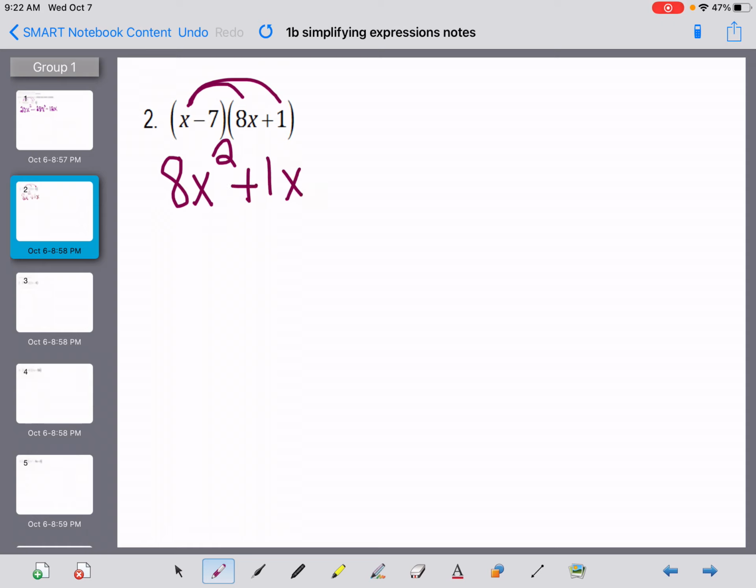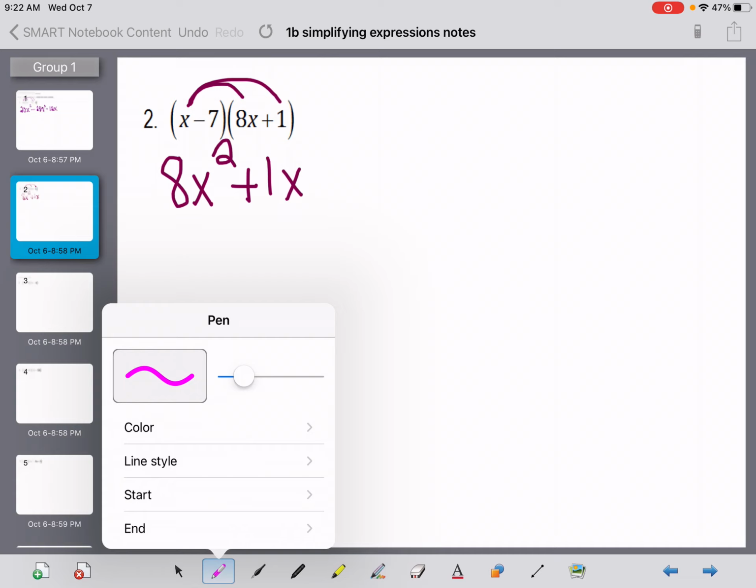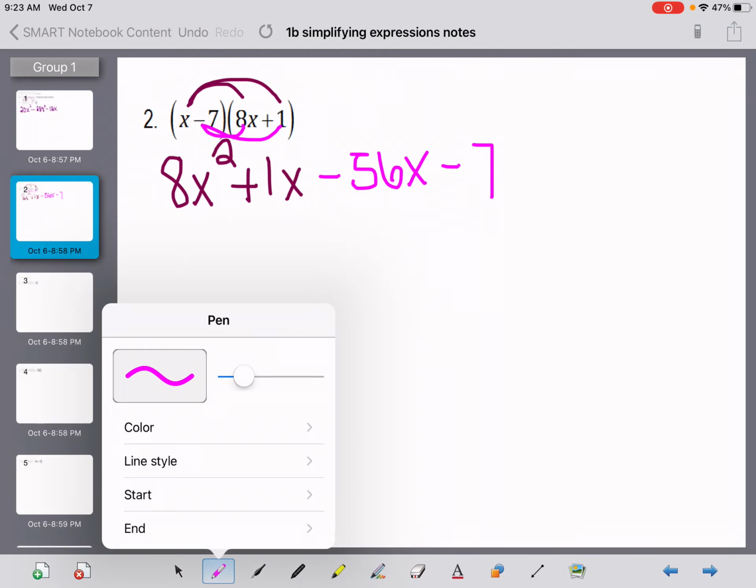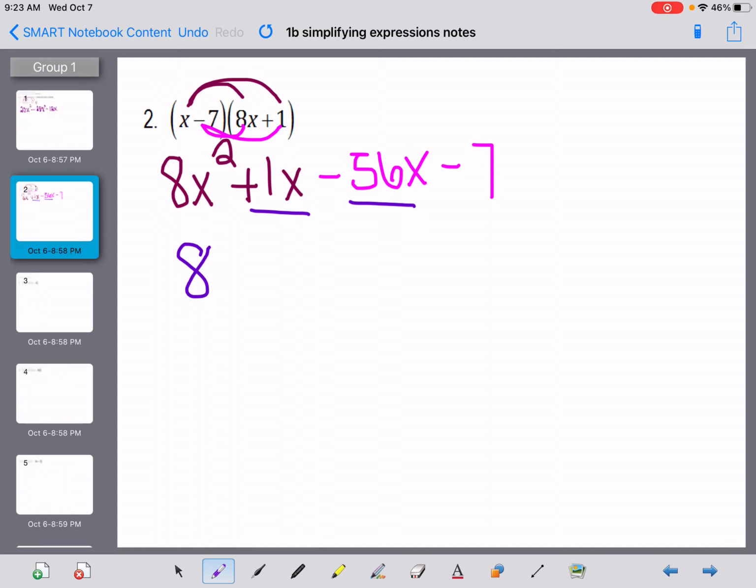And then we're going to distribute again with the 7, but in fact it's going to be negative 7. So it's going to be negative 7 times 8x, which is negative 56x. Negative 7 times positive 1, which is negative 7. Now that we have that, we can finish this problem by combining like terms. We add these two terms together, and we end up with 8x squared, 1 minus 56 is negative, or minus, in this case, 55x minus 7.